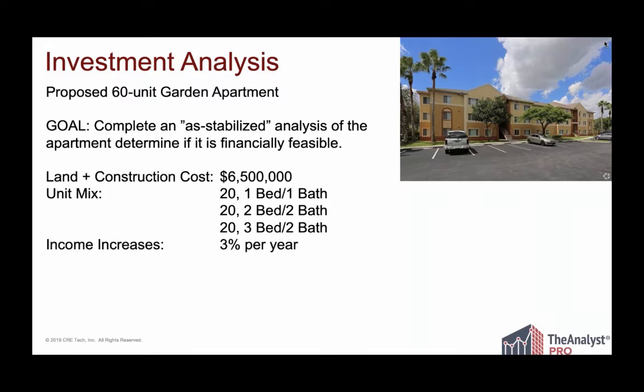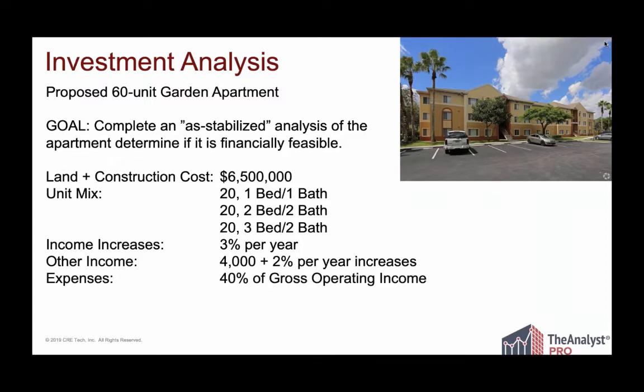Next, we're going to say their income on the property is going to increase at 3% a year. And other income on the property, let's say we have laundry income, is going to run $4,000 a year with a 2% per year increase on our projected income from the laundry. Then our expenses on the property, we're going to operate at about 40% of gross operating income. So of the total collections we receive on the property each year, we're going to estimate expenses at 40% of that.